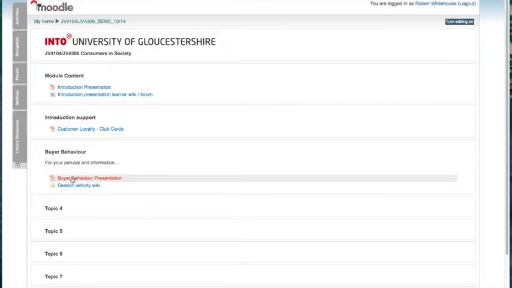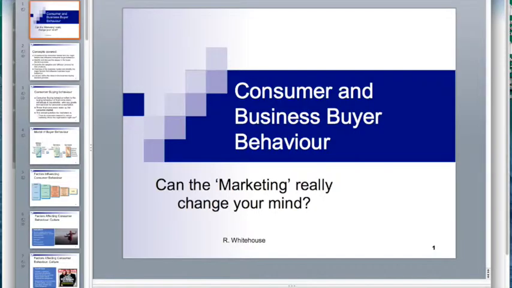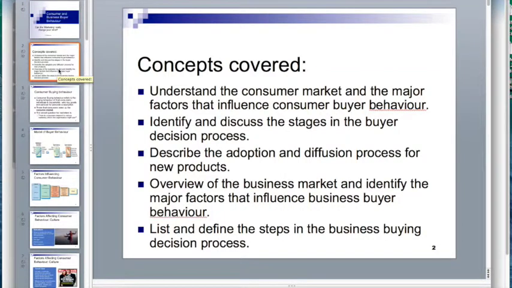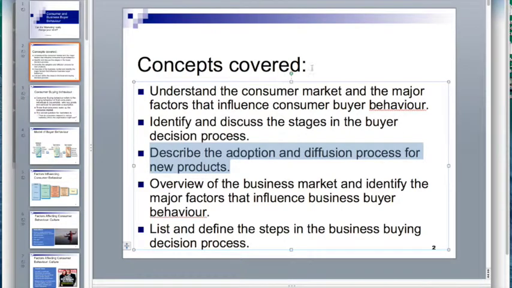So here is the presentation for the activity. So when you click on that, you will see this. So here we are focusing on the consumer and business buyer behaviour. This is rather a lengthy presentation, and it is the first section we'll concentrate on with this flip material. So here are the concepts we are looking to cover within this. 1, 2, 3, 4, 5. Ideally, looking at the first three concepts first of all.